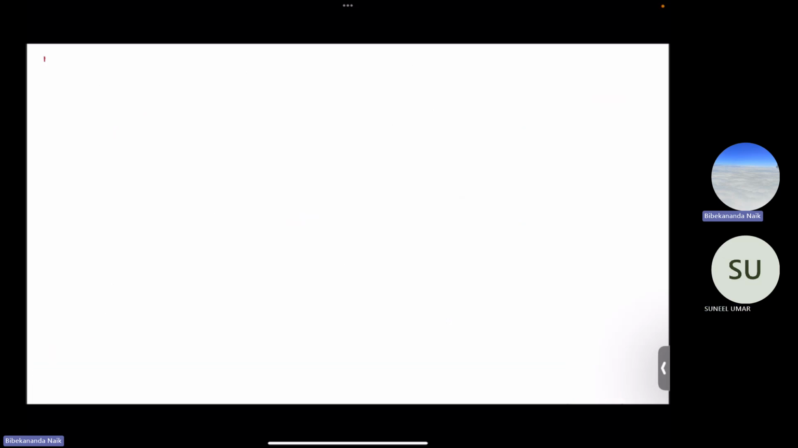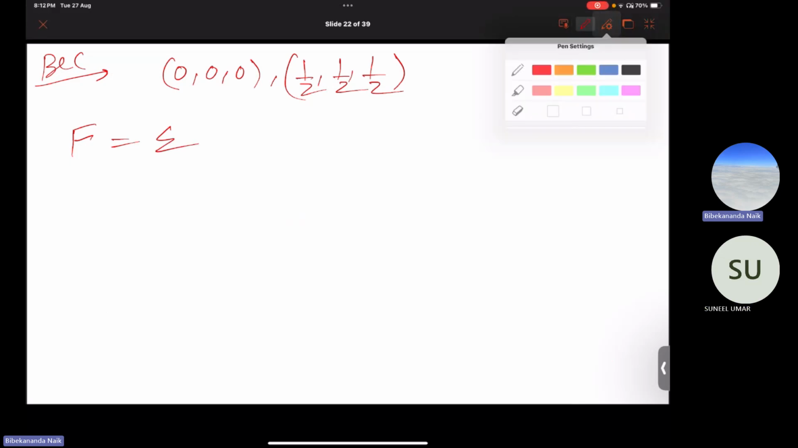Then if you calculate the same thing for body centered cubic, for body centered cubic there are two atoms. One is at the origin, 0, 0, 0, and another is at the middle, that is half, half, half. So if you calculate the value of F, there is a summation. If you remove the summation, then one term will be for 0, 0, 0, another term will be for half, half, half.